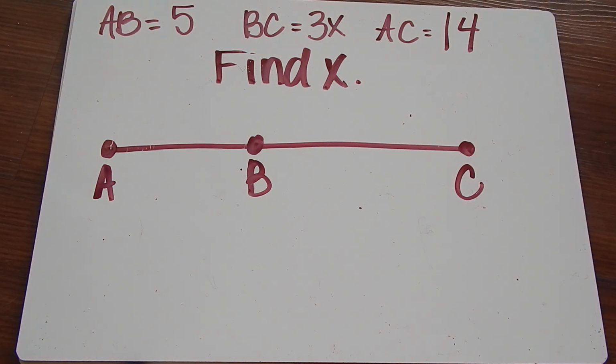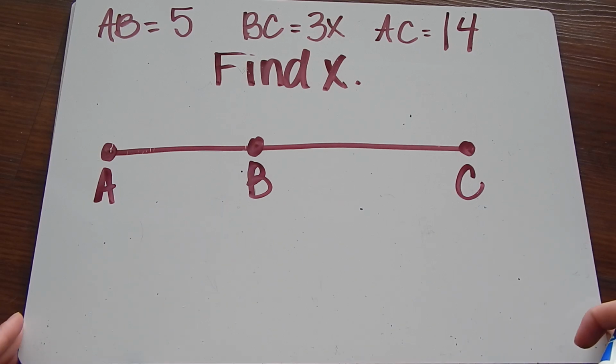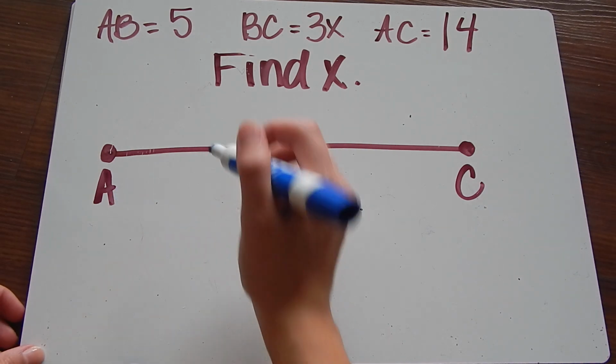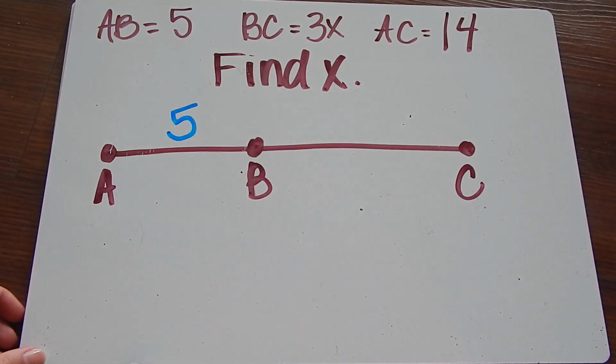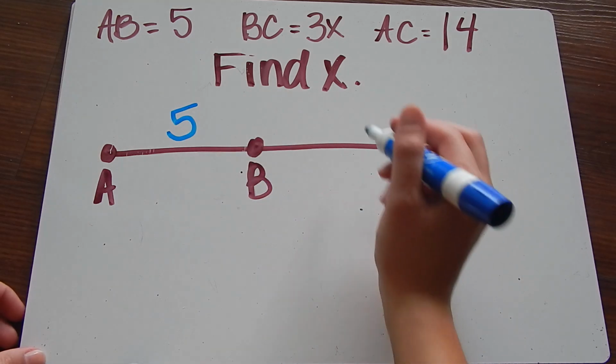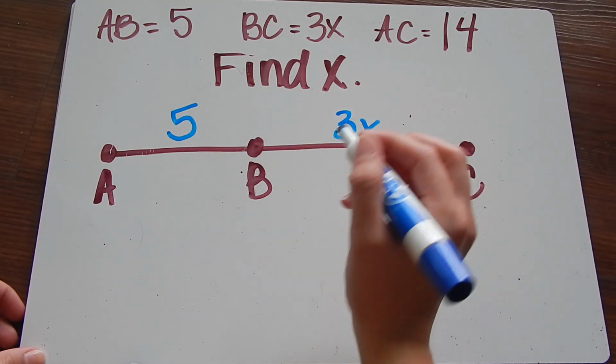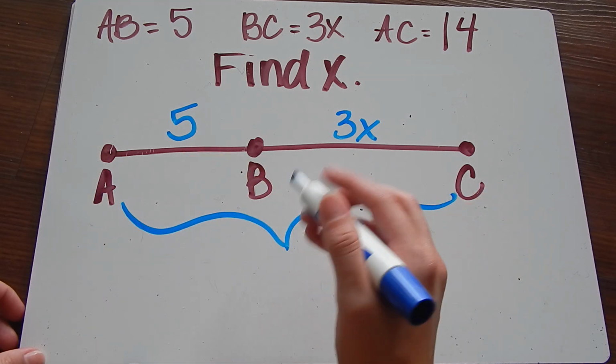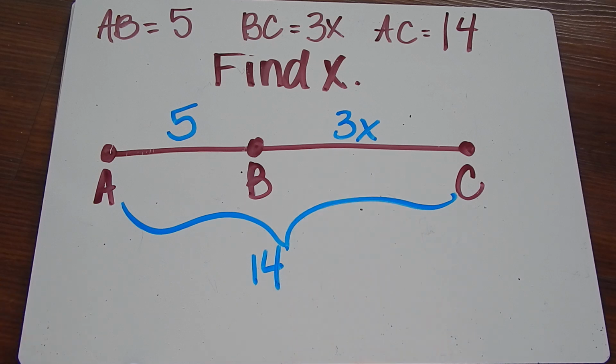So those two examples were midpoint. This last example is going to be segment addition. So this one tells me that AB is 5. Here's AB. I'm going to label that 5. BC is 3x. And AC is 14. So all of it is 14. I want to find X.